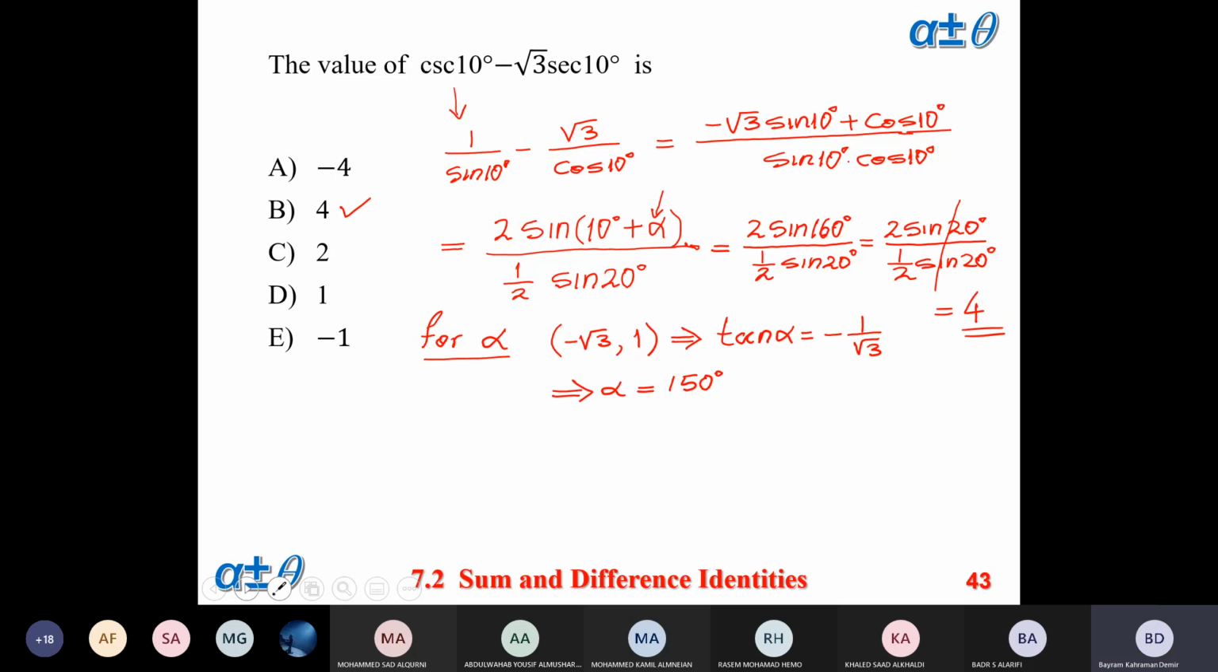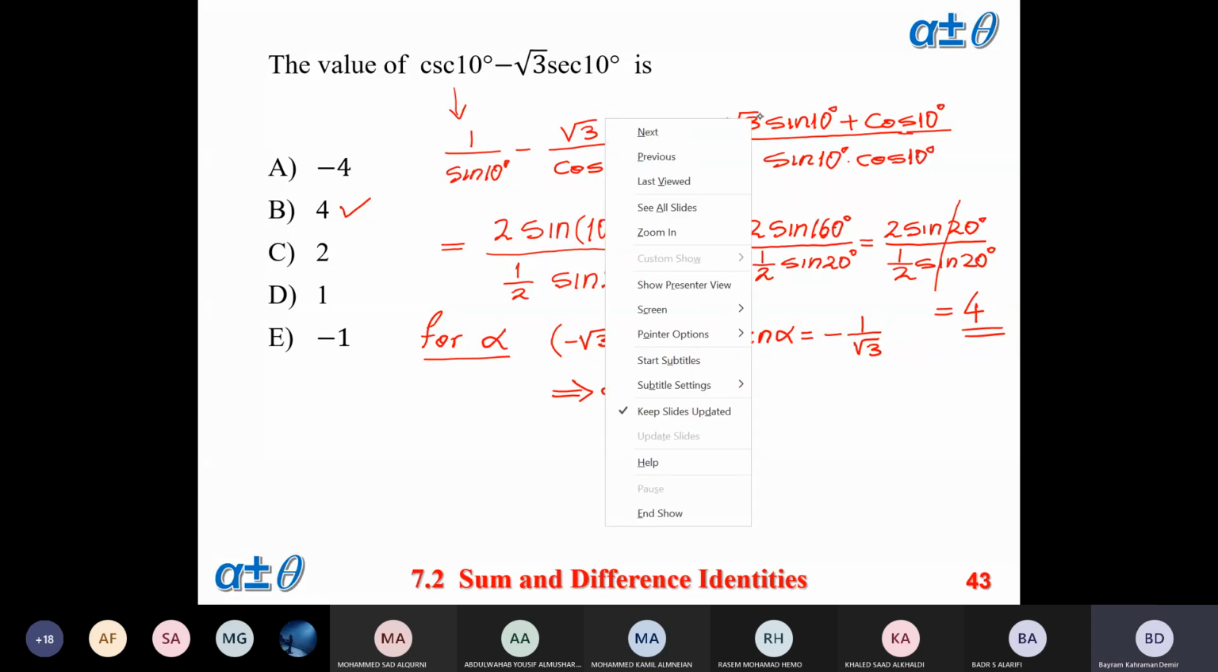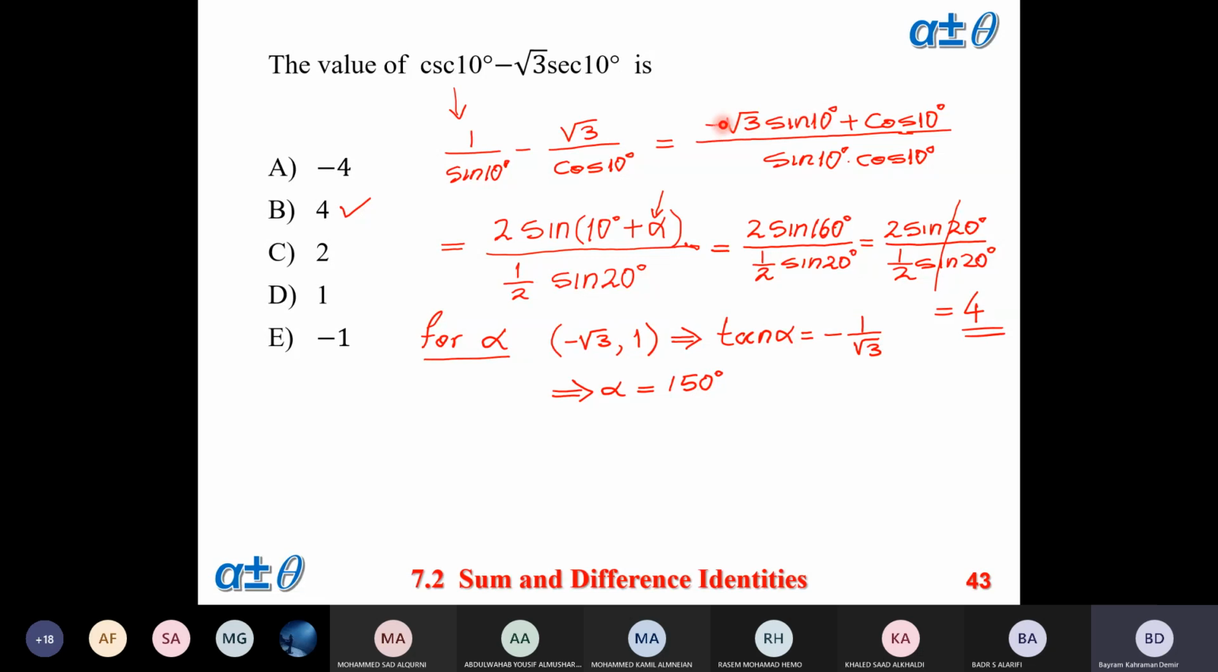Well, in this case, we have cosecant 10, that means 1 over sine 10, minus root 3 divided by cosine 10, right? Secant 10 means 1 over cosine 10. Now, when you subtract these two fractions, Shabab, you will get cosine 10 minus root 3 sine 10. You understand? But just write the sine first: minus root 3 sine 10 plus cosine 10, divided by sine 10 cosine 10.